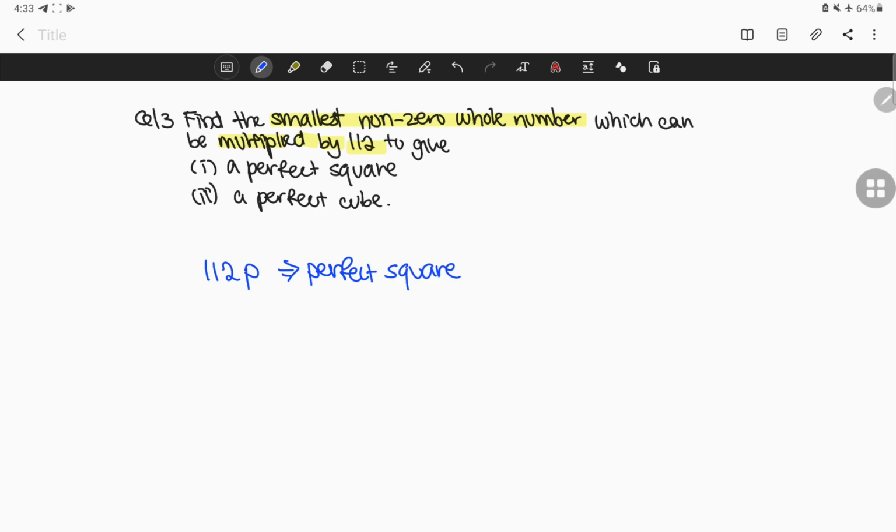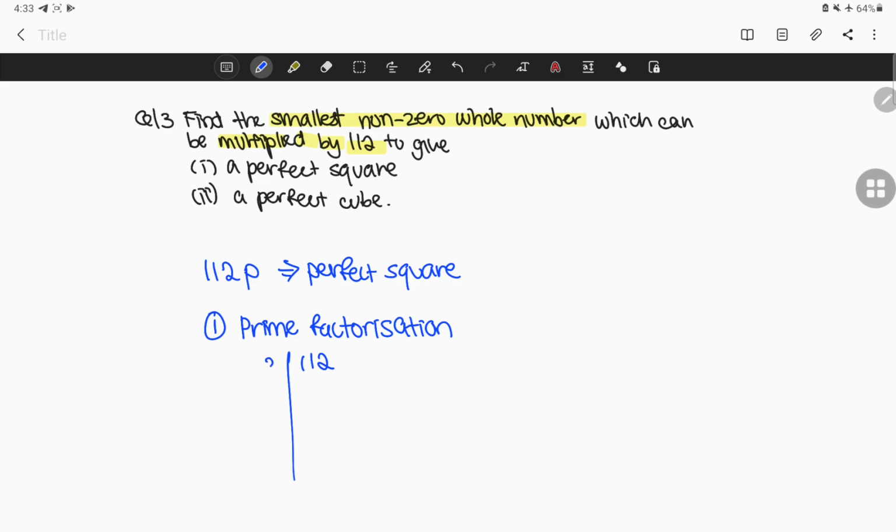So first, we need to find out what 112 is. So first step would be to do prime factorization. Prime factorization. What is prime factorization though? You are actually very familiar with this.